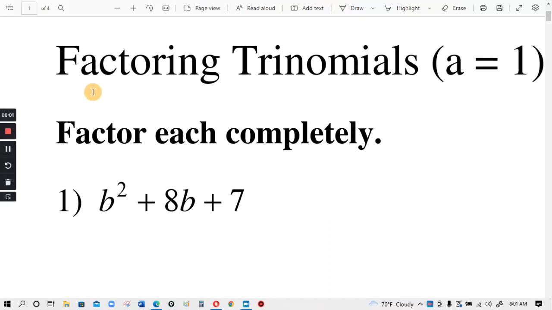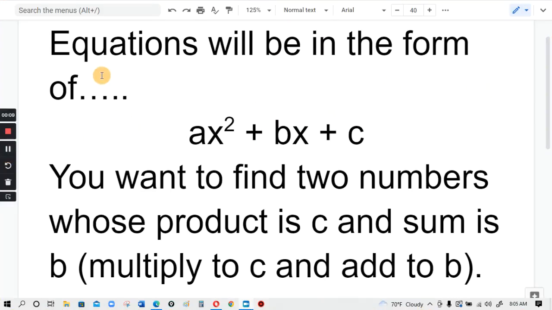This will be for the Kuta Software worksheet, factoring trinomials, a equals 1. Okay, for this worksheet, the equations will be in the form of ax squared plus bx plus c. So in order to factor, you want to find two numbers whose product is c and sum is b. In other words, you want two numbers that multiply to c and add to b.